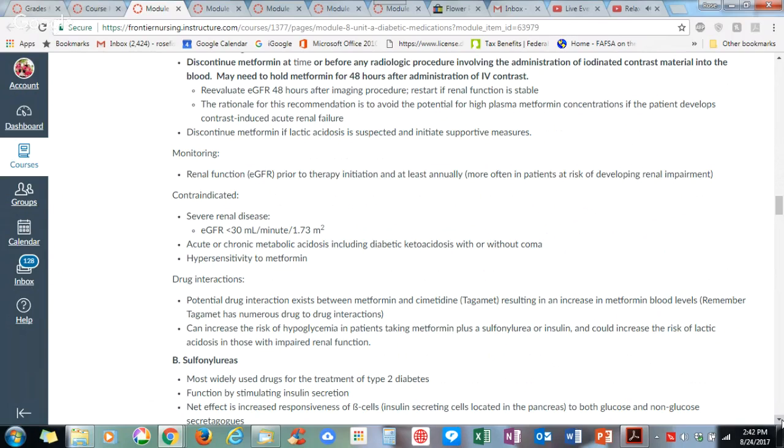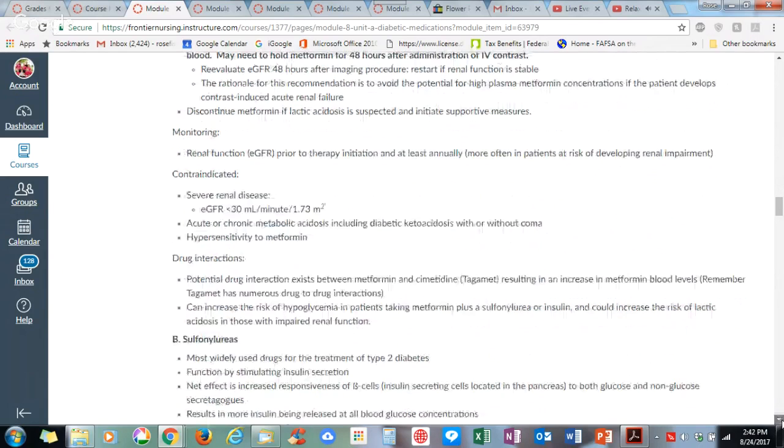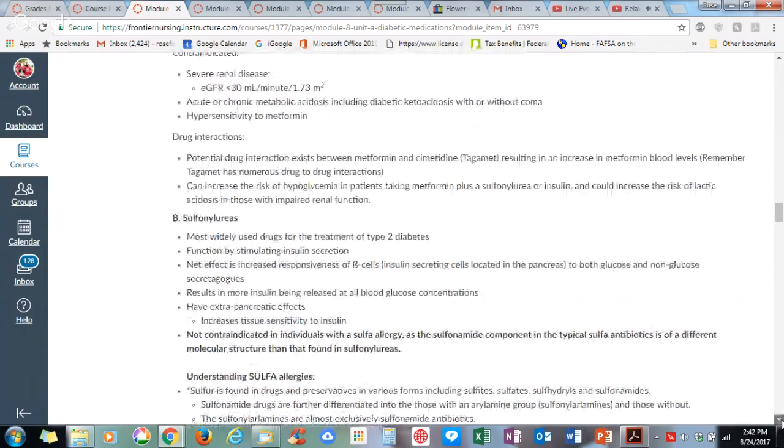Remember, Tagamet has numerous drug-to-drug interactions. It can increase the risk of hypoglycemia in patients taking metformin plus a sulfonylurea or insulin, and could increase the risk of lactic acidosis in those with impaired renal function.